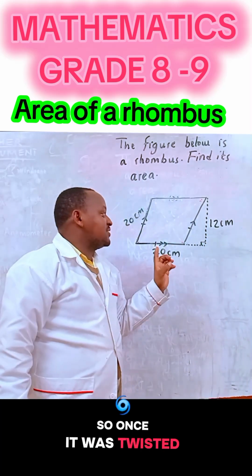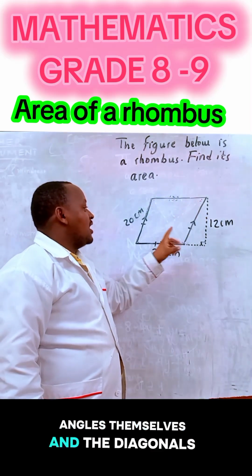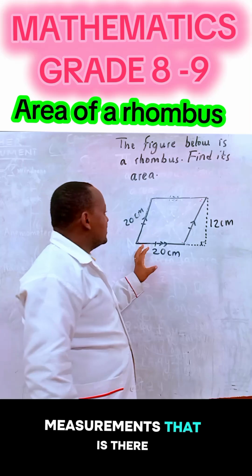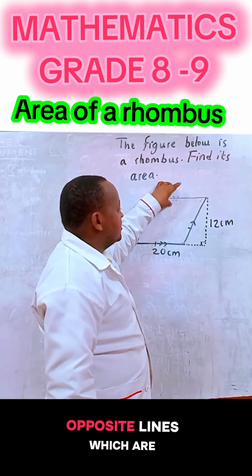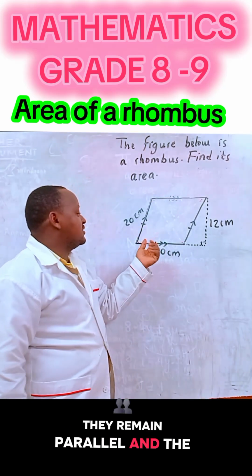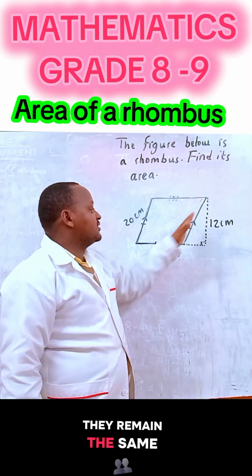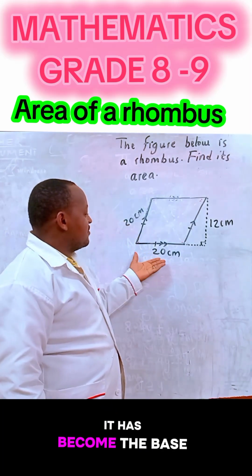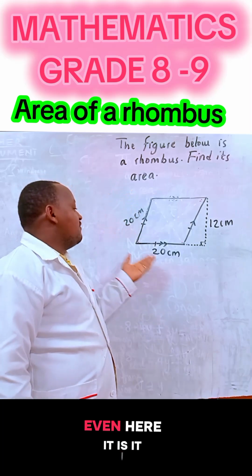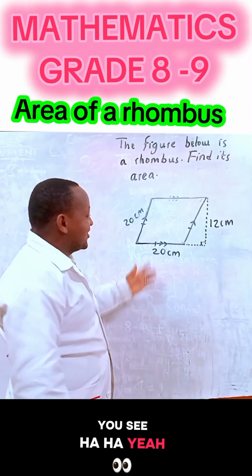So once it was twisted, nothing changed except the angles themselves and the diagonals. But all the other measurements remain the same: the opposite lines which were parallel remain parallel, and the size of the edges remains the same. So the length has now become the base, and if it was 20, even here it is 20. You see?